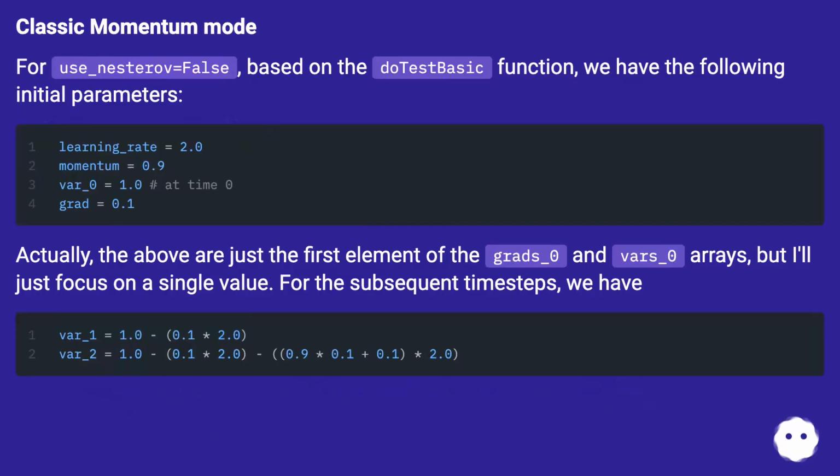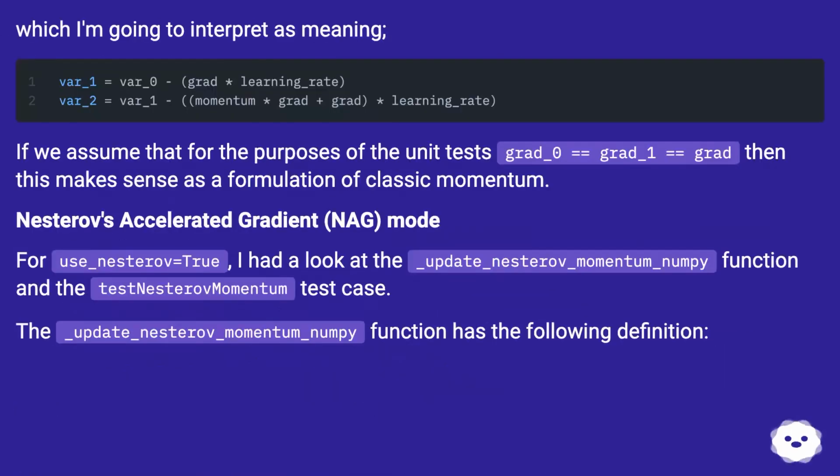Classic momentum mode. For use_nesterov equals false, based on the doTestBasic function, we have the following initial parameters. Actually, the above are just the first element of the grads_0 and vars_0 arrays, but I'll just focus on a single value. For the subsequent time steps, we have, which I'm going to interpret as meaning. If we assume that for the purposes of the unit tests grad_0 equals grad_1 equals grad, then this makes sense as a formulation of classic momentum.